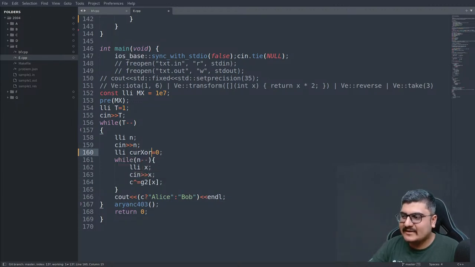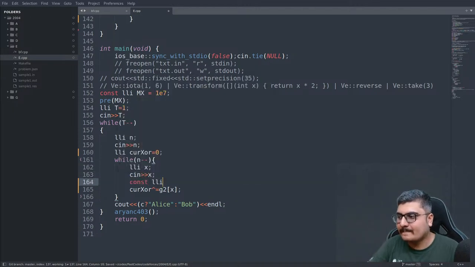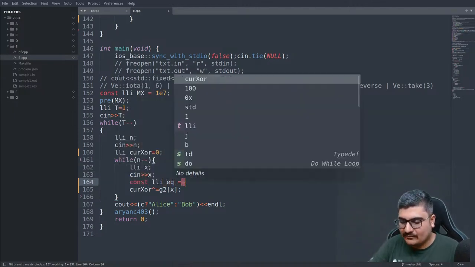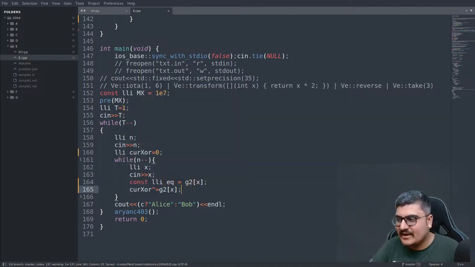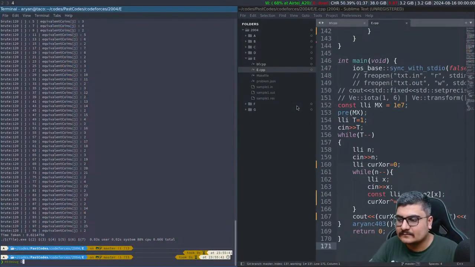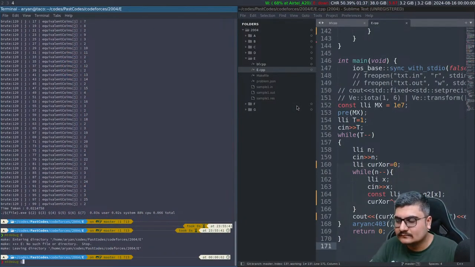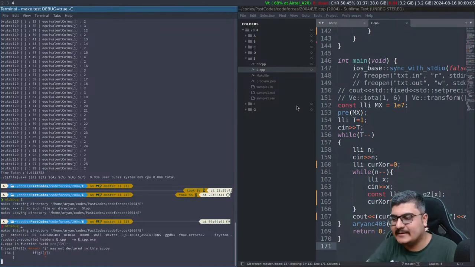And now whenever I am taking numbers as input, I read the values as input. G of x would be the equivalent number of coins as in the Nim game where we can take an unlimited number of coins. So take XOR with this. And if the current XOR is positive, print Alice, otherwise print Bob. Alice is the first player, Bob is the second player. And this was the solution I had.